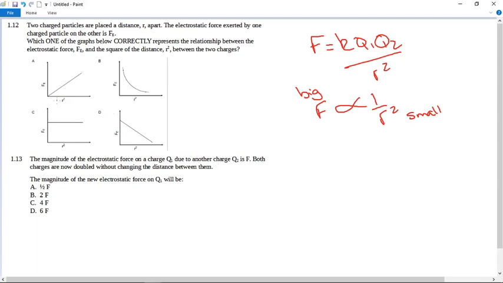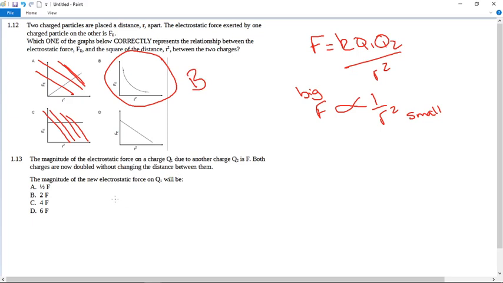So we can't use this one because it is an increasing curve. And we can't use this one because it's constant. It will not be constant. So we're left with these two decreasing curves. But if we plot FE against r squared, we are going to end up with a curve like this, which is answer B.